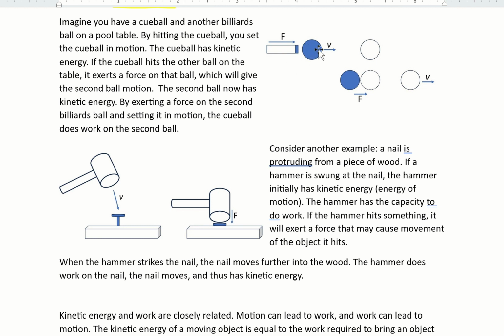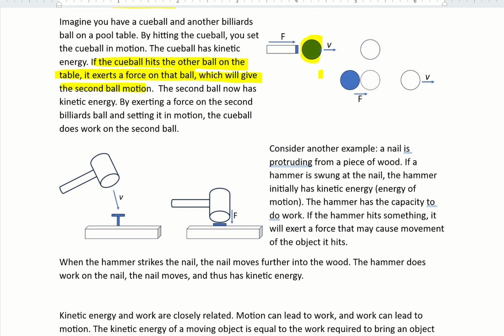So when this cue ball is rolling on the table, it has kinetic energy. It has the capacity to do work. So what that means is that if the cue ball hits another ball on the table, it'll exert a force on that ball, which can give the second ball motion.